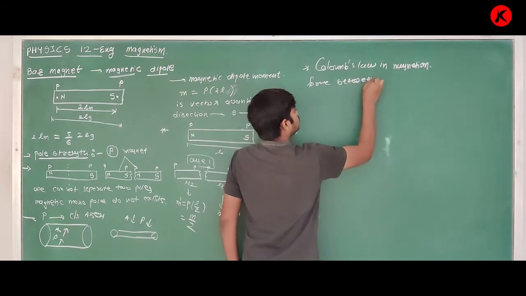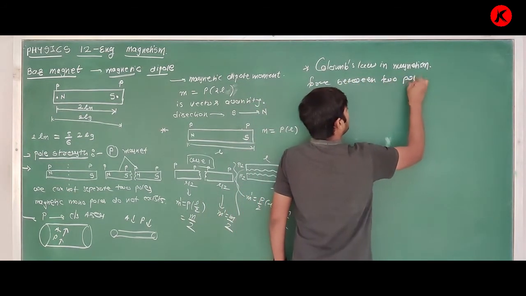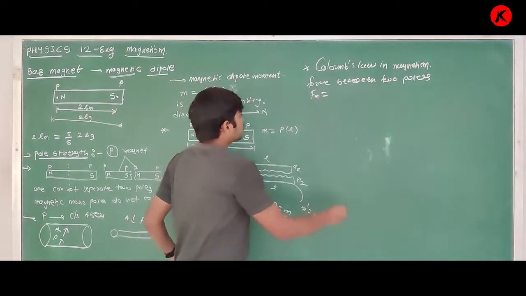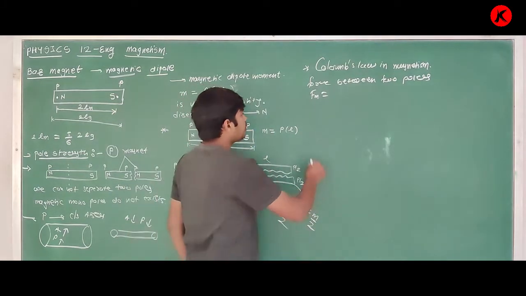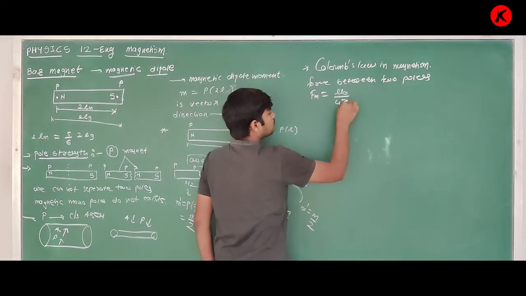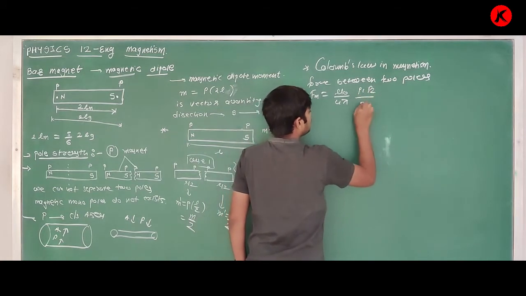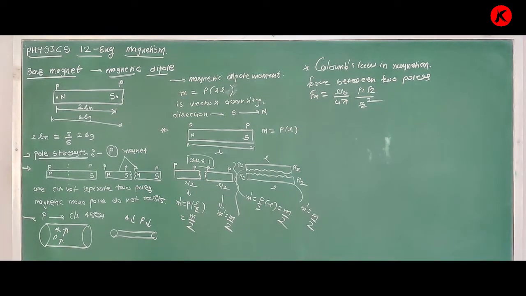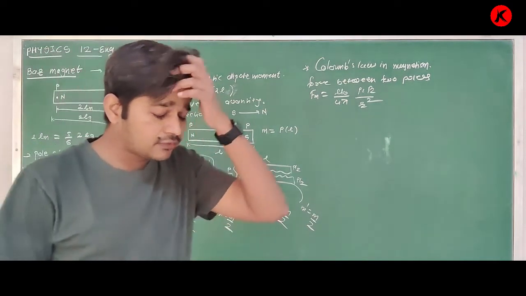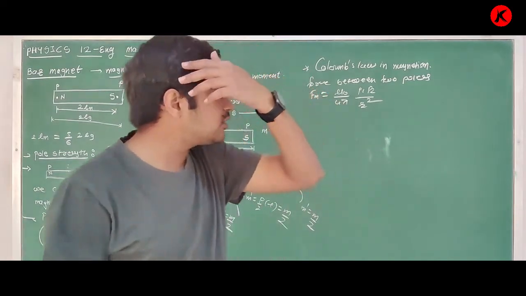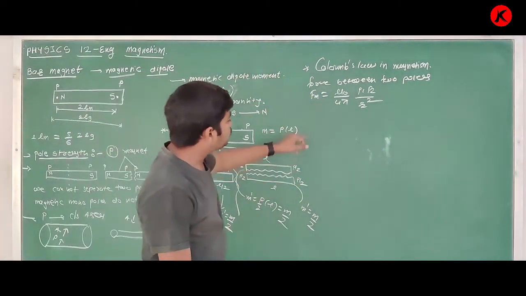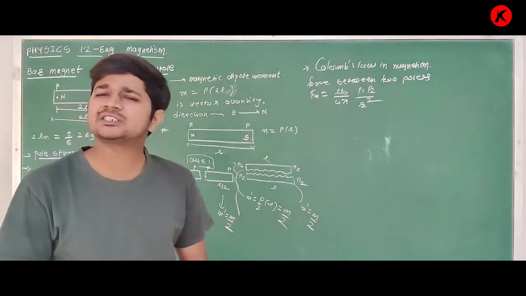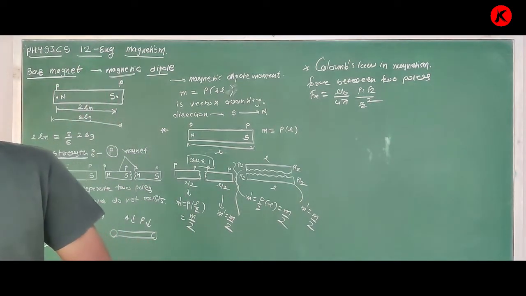The force between two poles is the magnetic force Fm, which is equal to mu 0 upon 4 pi P1 P2 upon R square. You know the equation 1 upon 4 pi epsilon 0 Q1 Q2 upon R square. Here you have to replace 1 upon 4 pi epsilon 0 by mu 0 upon 4 pi, and instead of charge you write pole strength, and R is the distance between the two poles. Clear?